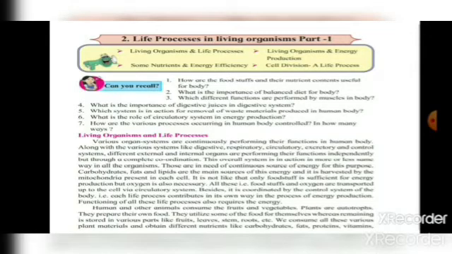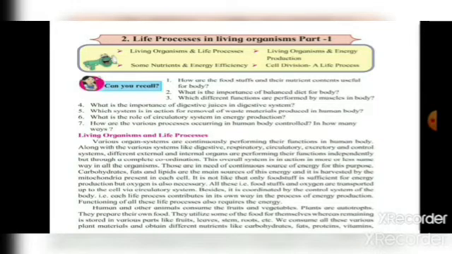Now let us go through the last question. How are the various processes occurring in the human body controlled, and in how many ways? The nervous system and the endocrine system bring about the control by nervous and chemical coordination in the body. Due to such coordination, different functions of the body are carried out in a sequential and controlled manner.